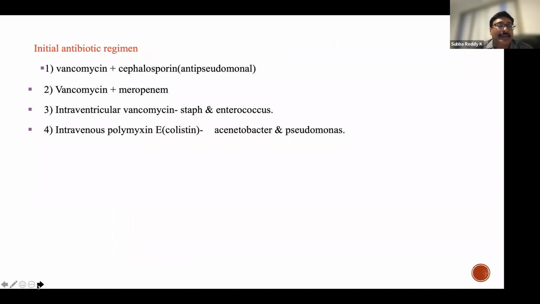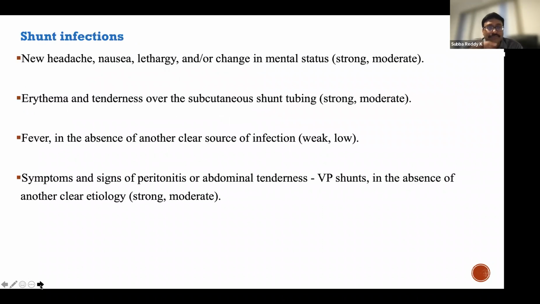The initial antibiotic regimen according to IDSA guidelines is vancomycin plus cephalosporin. But in our units, intravenous polymyxin E, that is colistin, because the incidence of Acinetobacter, Pseudomonas, Klebsiella is very high. So we have to use intravenous colistin, and then intraventricular colistin around 1 lakh units every day. And if staph or enterococci are suspected, then you can give intraventricular vancomycin.